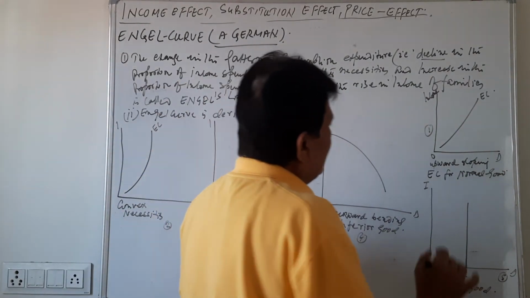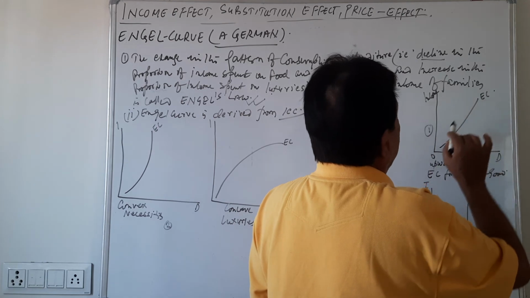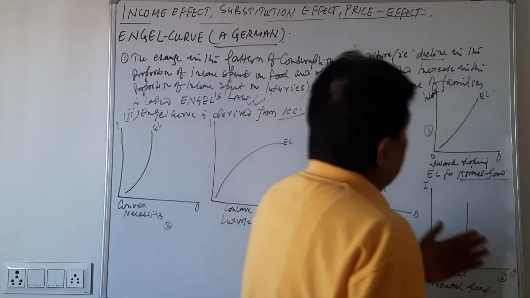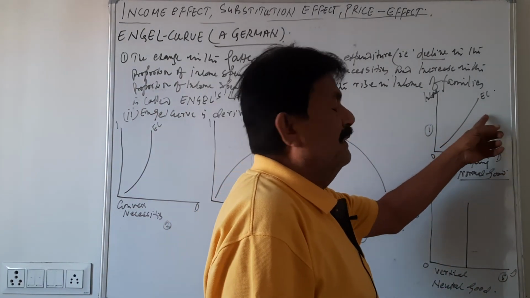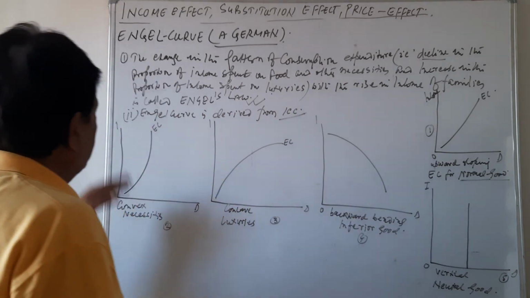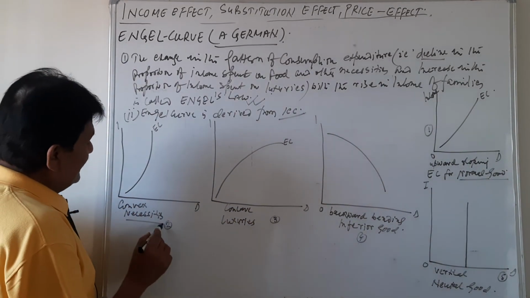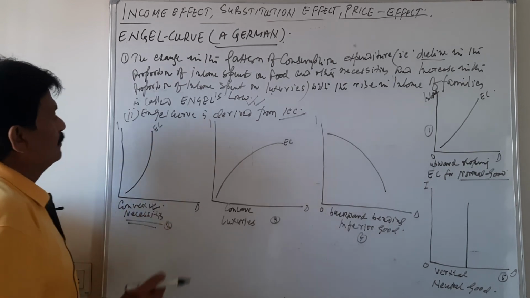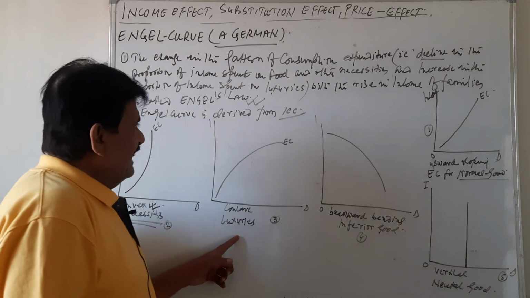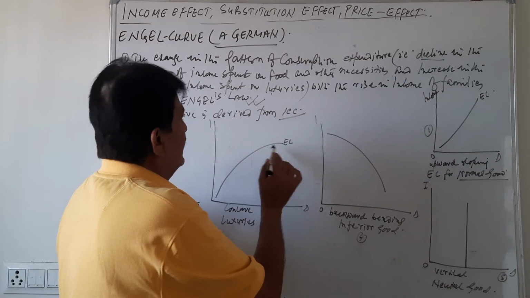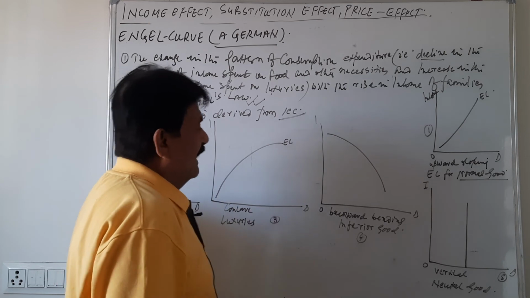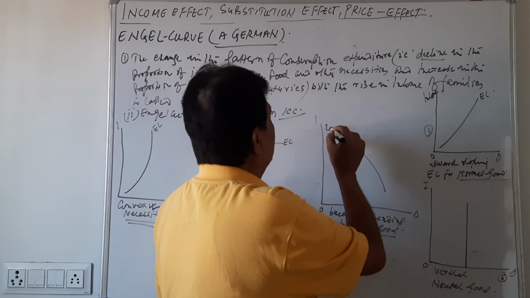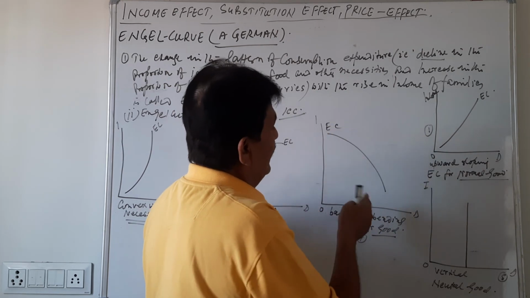For a normal commodity, the Angel curve is a straight upward sloping curve. This upward sloping Angel curve is for normal goods, and depending upon the nature of the commodity, the shape of the Angel curve changes. Here we have different shapes. For necessities, the Angel curve happens to be of convex nature, like this. For luxuries, the Angel curve happens to be of concave nature. And for inferior commodities, the Angel curve is a backward bending curve.